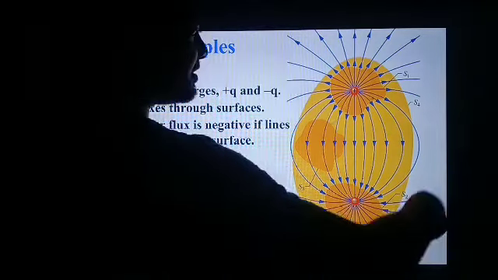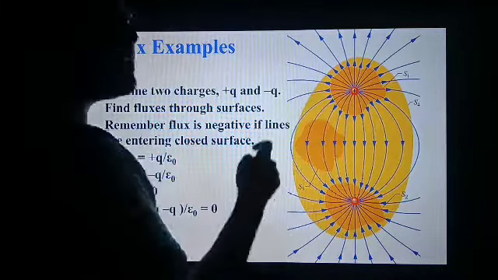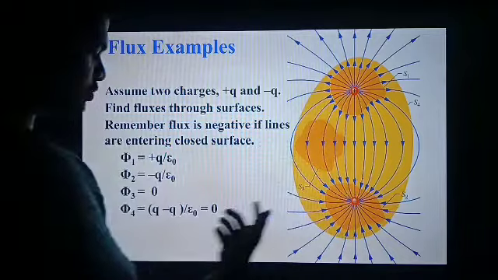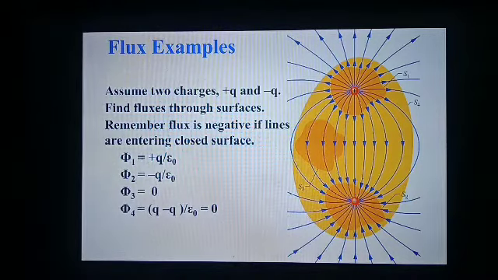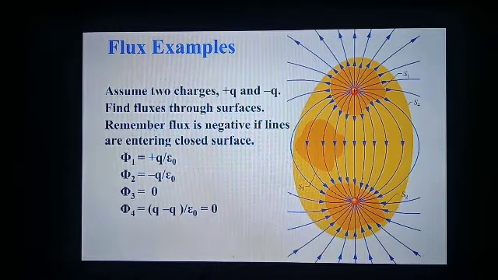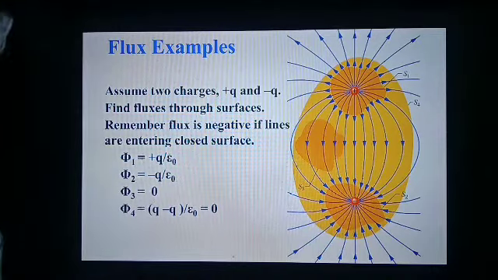Now the fourth surface. What is the net charge enclosed by this surface? Plus Q and minus Q is equal to 0. So the net charge is 0, and the net flux will be 0. Very important example, learn it. This type of question may be asked in your paper and in competitions also.